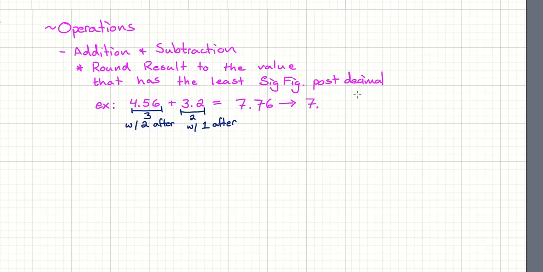7.8, and you've got it. What's the rule for rounding? How do you know if it goes up or down? 5 or bigger. Okay. Is that okay? Do we need to do another addition?